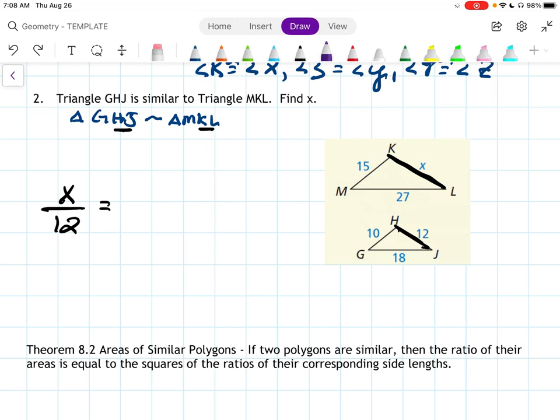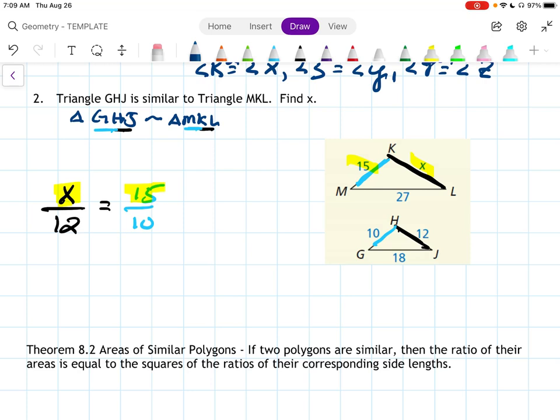Next up, we can just pick either of the two other sides. I'm going to pick the 15. That is MK, the first two spots, so GH is 10. Notice that in the numerator, I put the X and the 15. The X and the 15 came from the same triangle. The same triangle has to be on top, and the other triangle has to be on bottom. The rest of this problem is just solving.